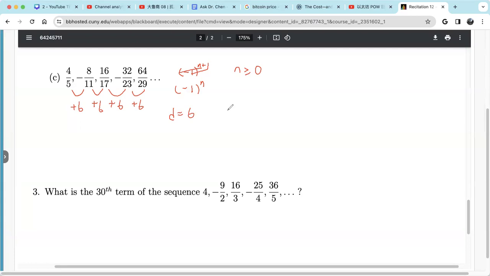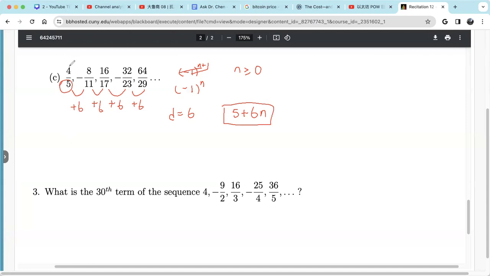So if you want to write that, and n starts from 0, we'll write the denominator with the first term, which is very important, as 5 plus 6n. So n starts from 0: 6 times 0 is 0, 5 plus 0 is 5, that gives us the first denominator. So the denominator we want to write as 5 plus 6n.